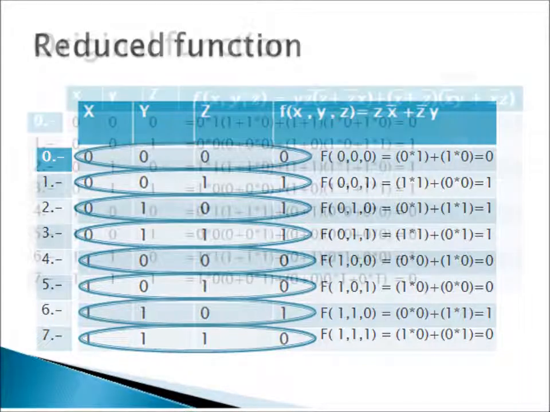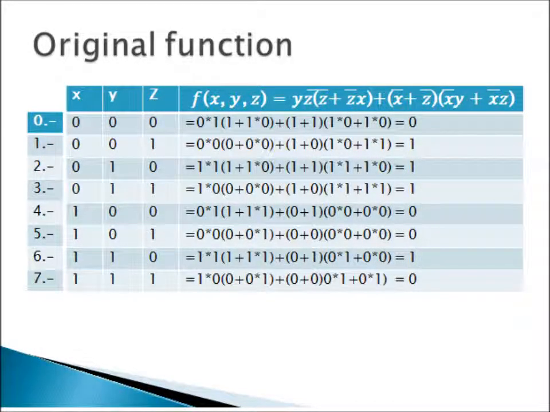Then in the original function, we do the same process to verify that these outputs are equal to the outputs of the reduced function and verify that both are correct. In the first one, we have that all the inputs are 0, so we have that 0 multiplies 1, and that multiplies all the terms that are inside of the parentheses, so it's not necessary because we already know that we have a 0 multiplying that, and all will be a 0.